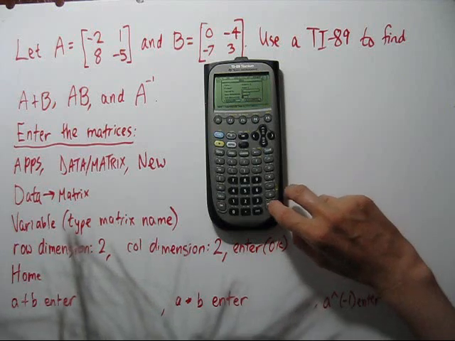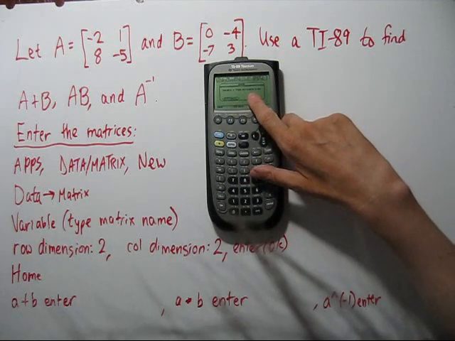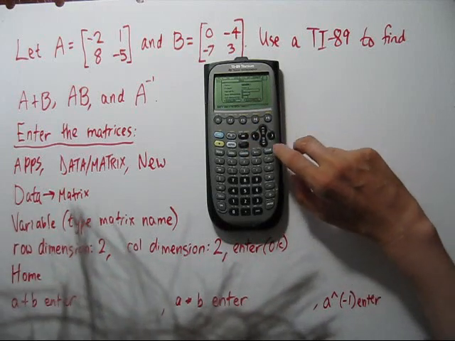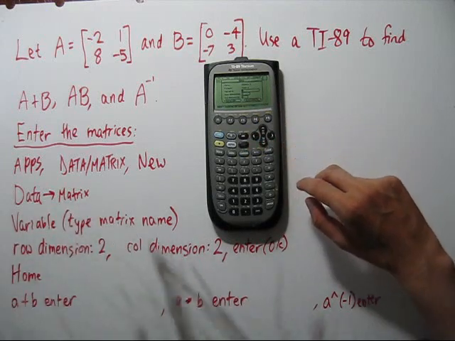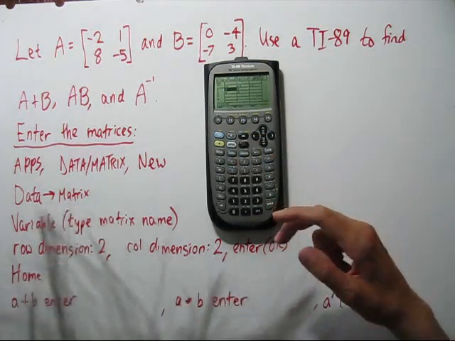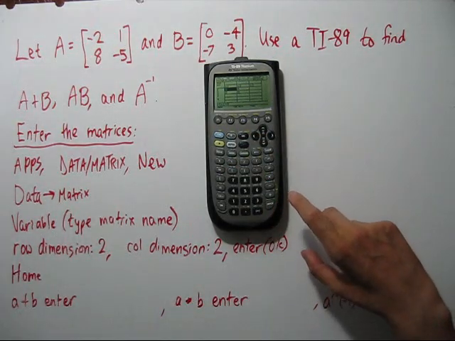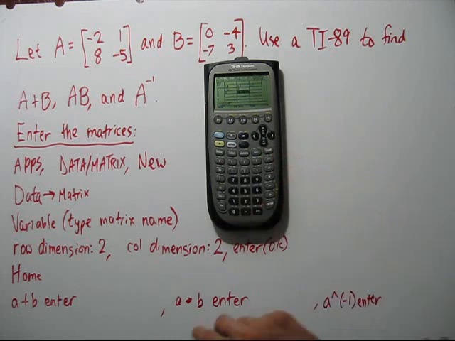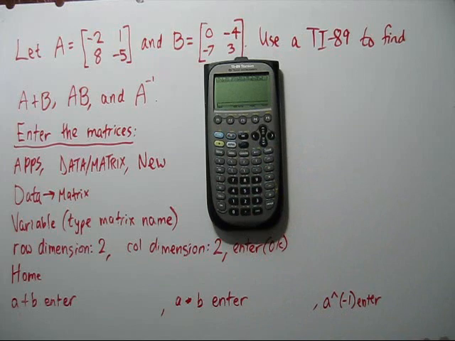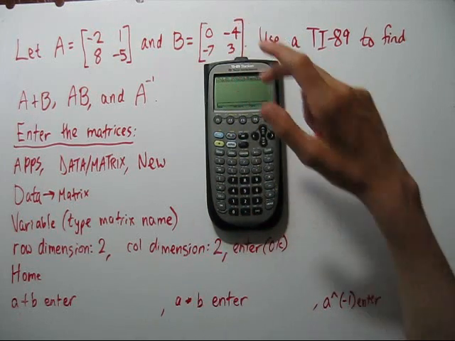Enter for OK. Yeah, mine says variable or flash application in use. So I'll go and rename my matrix, maybe double A. Oh, that one worked. Go ahead and type your entries in. When you're done, just hit home and then do the same thing for B.